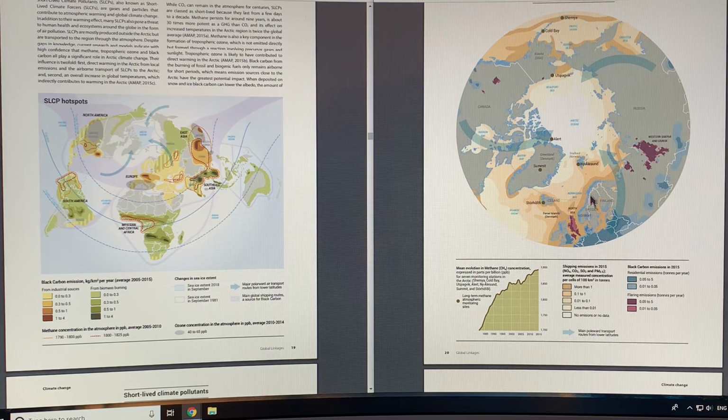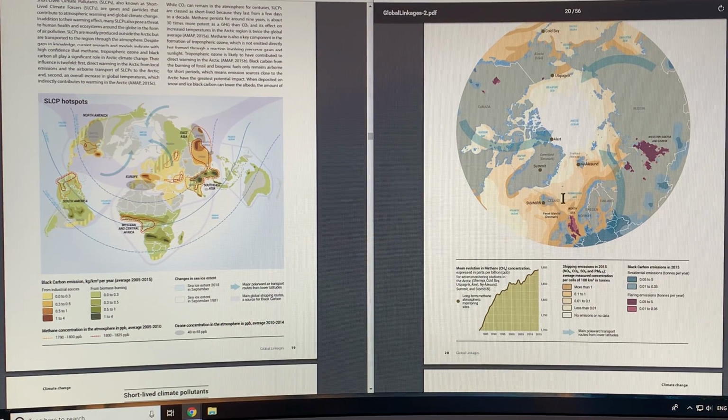And these are shipping emissions here. There's all this ship traffic, and these are shipping emissions in 2015. You get NOx, CO2, SO2, and particulate matter smaller than 2.5 micron, average measured concentration per cell of 100 square kilometers, in tons. So you can see where the shipping routes are, right here south of Greenland, because that's where the shipping emissions are highest. Then they taper off as you go away from the main shipping lanes, but there are still significant amounts surrounding the Arctic basin.